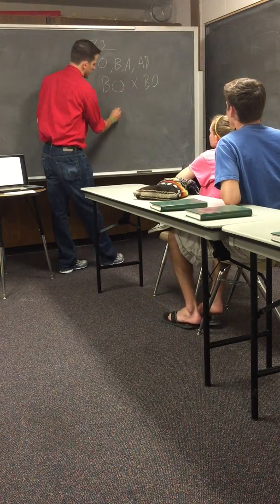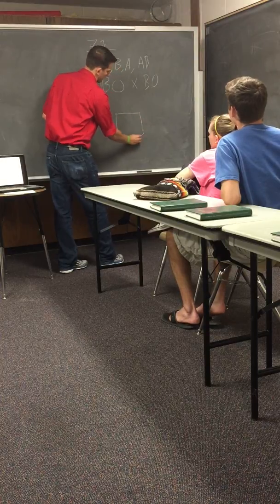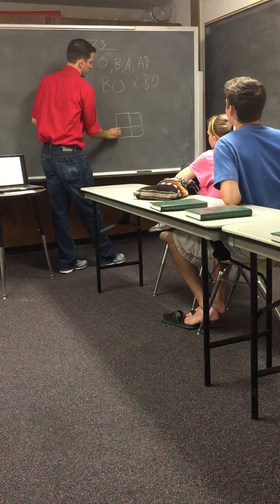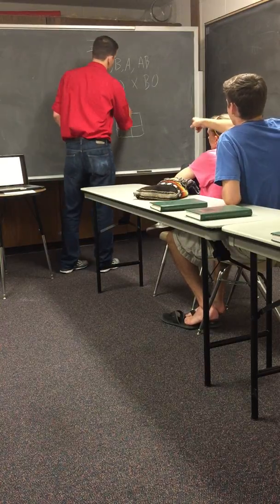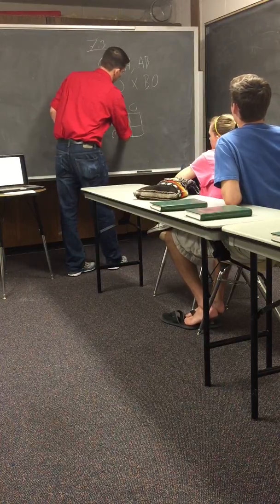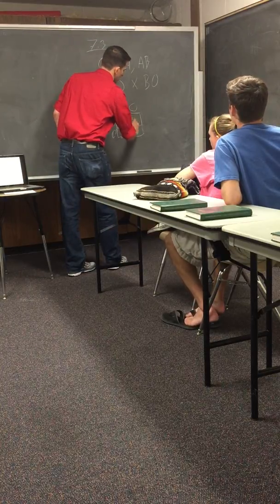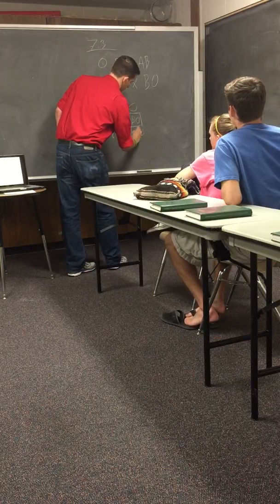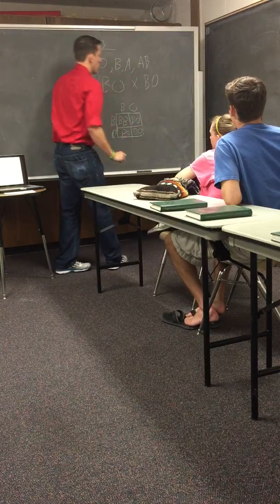So cross us. What are our kids going to have? Double B, double O, BO, BO. So 1 2 1. They're either going to be homozygous B, heterozygous BO, or double O. So we can have an O blood type.